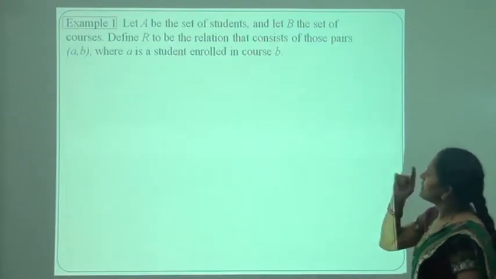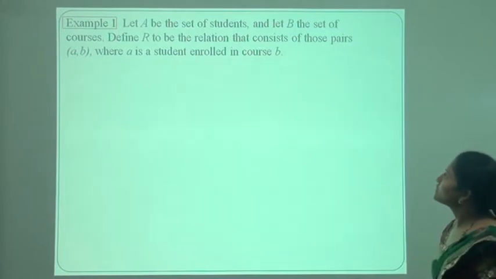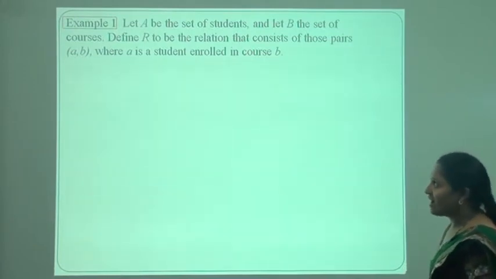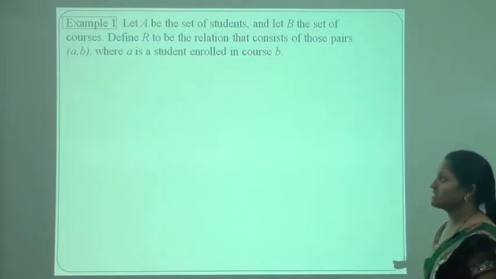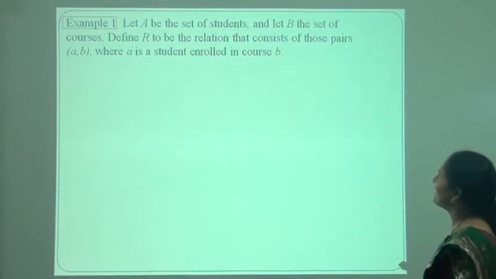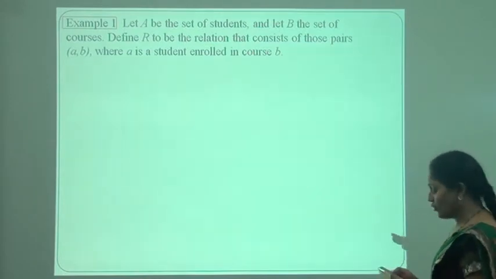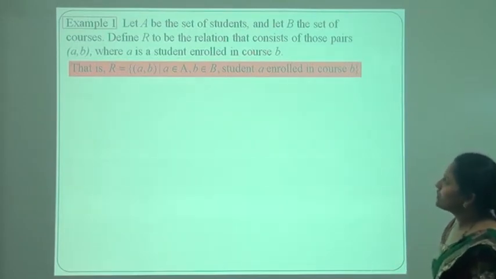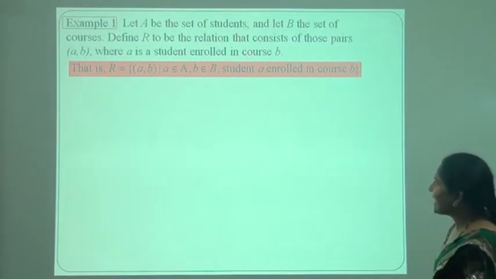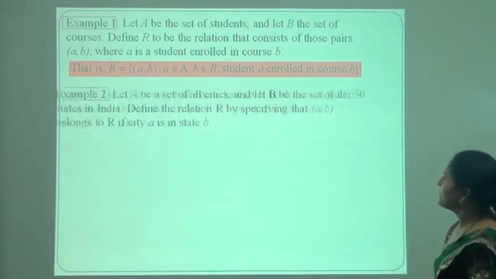Here, in Example 1, let A be the set of students and let B be the set of courses. Define R to be the relation that consists of those pairs (a, b) where a is a student enrolled in course b. So R is equal to (a, b) such that a belongs to A and b belongs to B, and student a is enrolled in course b.